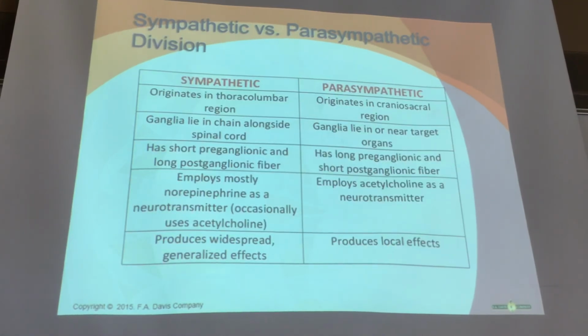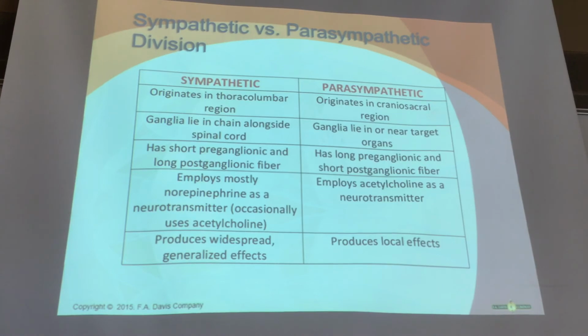So let's take a look at this table here. It's kind of a summation of what we just talked about. Hopefully this can make sense if you look at it next to each other. So under the sympathetic division, it originates in the thoracolumbar region. The ganglia, the place where it synapses, lies in a chain alongside the spinal cord, has a short pre, a long post, and it employs mostly norepinephrine as a neurotransmitter, but occasionally uses acetylcholine. And this produces a widespread generalized effect. So we want to run away from that monster. We want to fight it off. We want every organ and muscle in our body helping us with that, right?